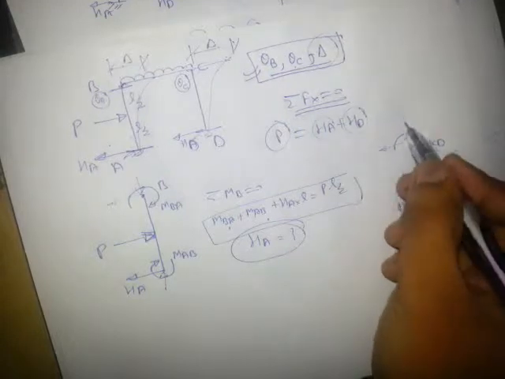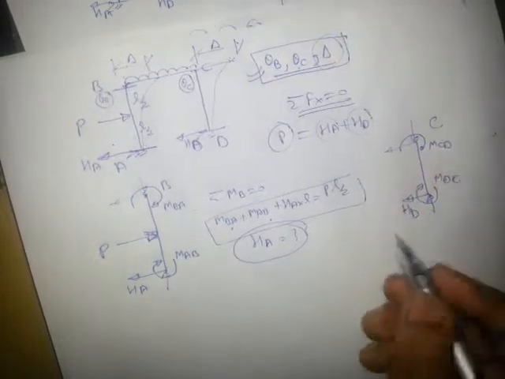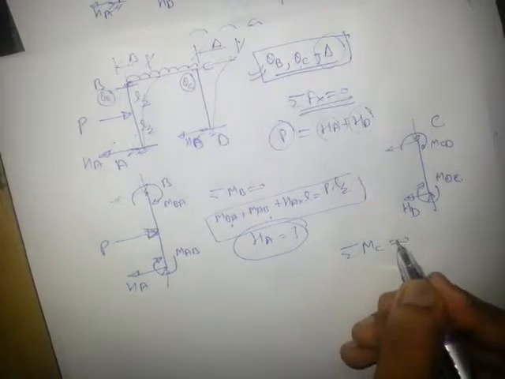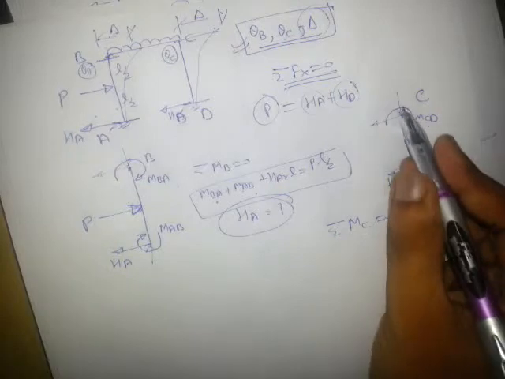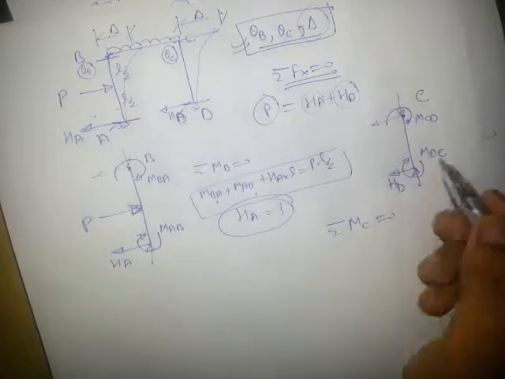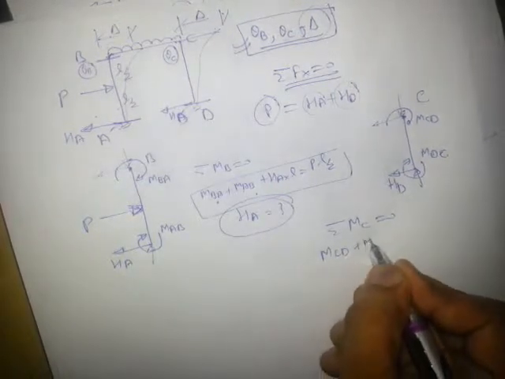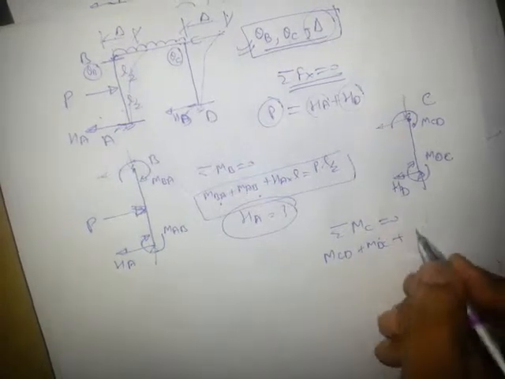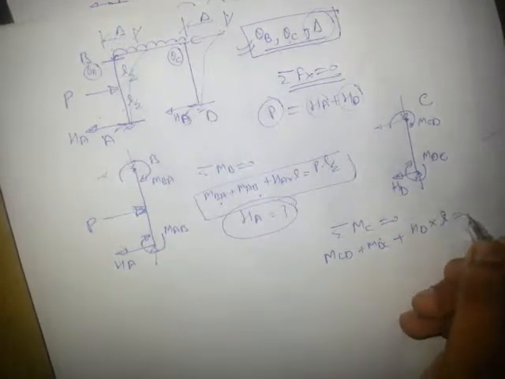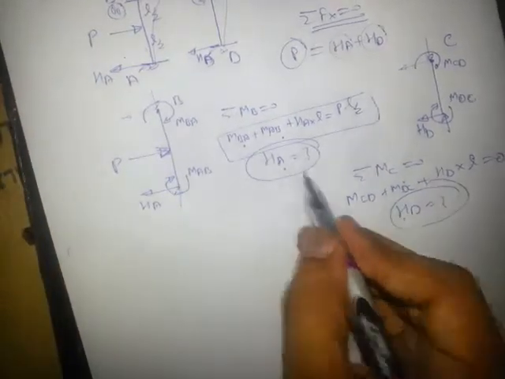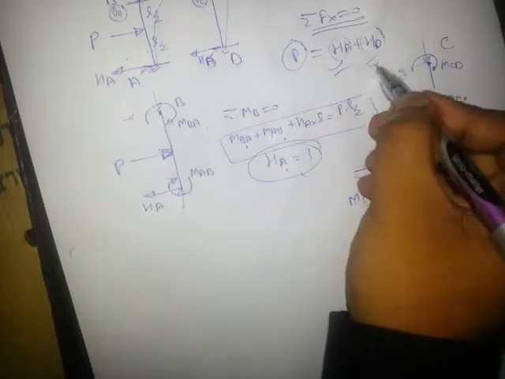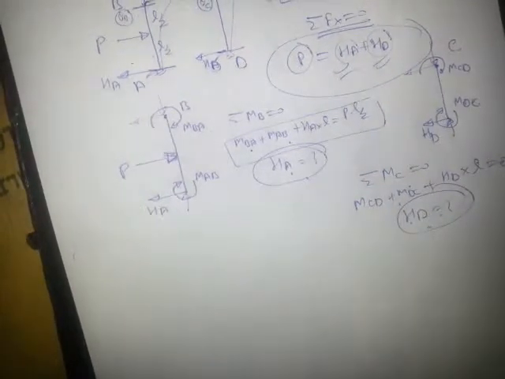And let us suppose this is some horizontal and vertical force. This is C. Now I will write summation MC equal to 0. You will write about this point. You will say this is 0, this 0, and this 0. So clockwise MCD plus MDC plus HD into LD equal to 0. So from here you can calculate HD, and HA and HD will be placed in this equation. This will be the shear equation, right? This is the complete procedure of the slope deflection method.